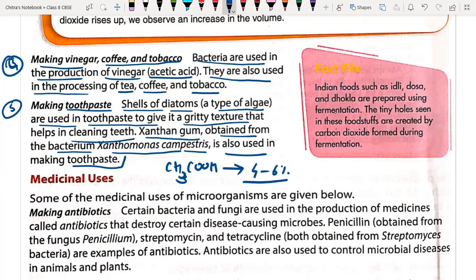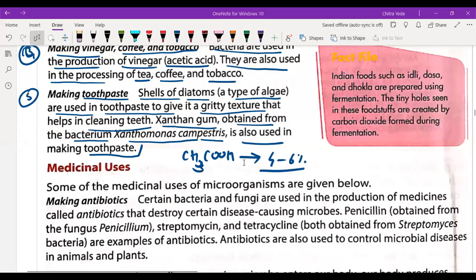So to provide the dense texture to the toothpaste, we use xanthan gum, which is prepared by the microorganism. So this is all about the use of microorganisms at the industrial level. Okay, everyone.